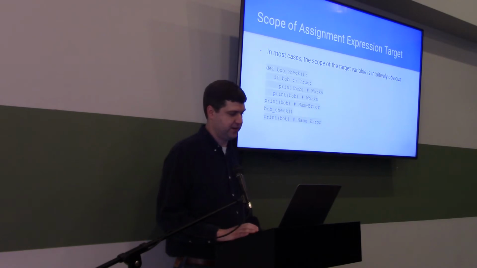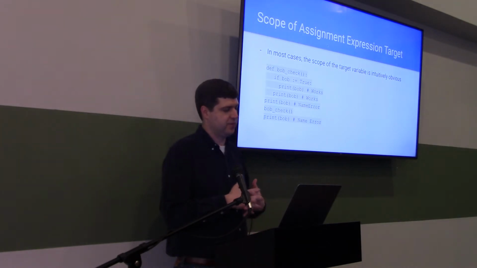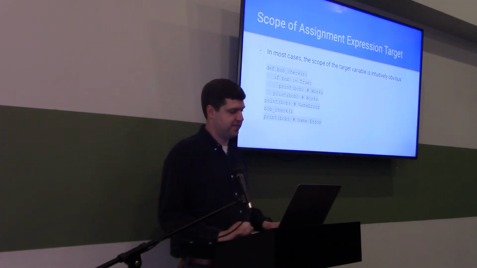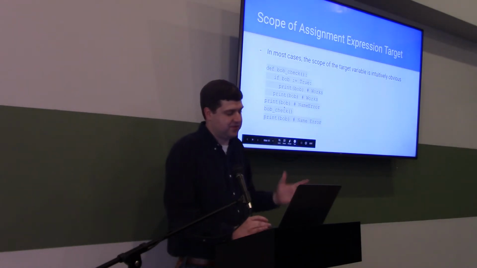There are other ways where it can look even nicer. Scope assignment. If the scope assignment wasn't part of this proposal, I don't think it would have been as controversial, but they do some interesting things with scope. Most of the time, the scope is just how you would expect. Here we've got a function, bob_check. If it's true, we print Bob. So I can see Bob from inside of that if, I can see it from outside of that if, and I cannot see it outside of that function. So that's just normal stuff there.